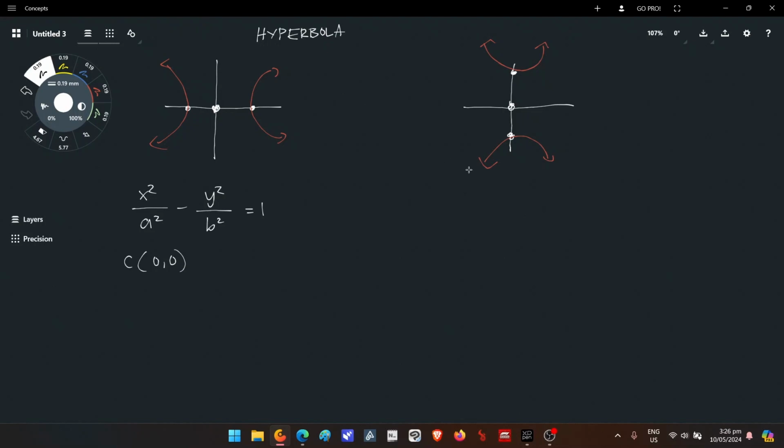And in this case, it is y squared over a squared minus x squared over b squared equals 1, and it's the same case if it's at 0, 0. The difference is that when a squared is on the x term, the hyperbola is sitting on the x-axis, and when a squared is on the y term, the hyperbola is sitting on the y-axis. So that's a good way to remember it.